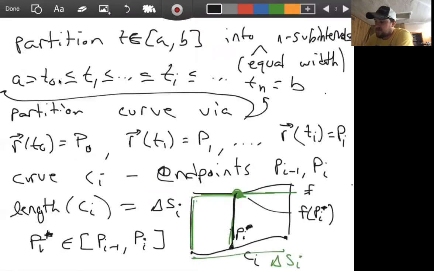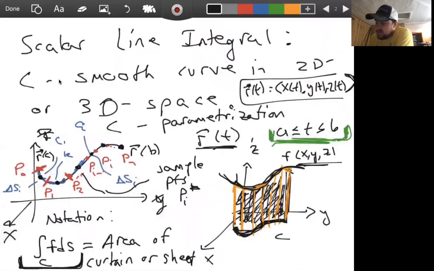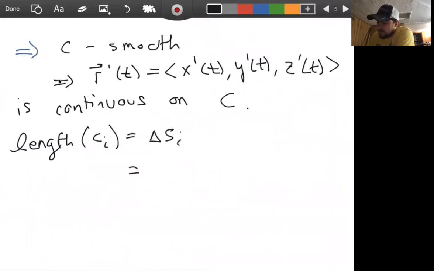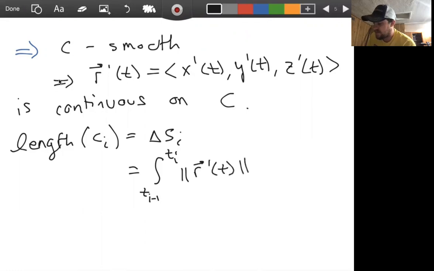Well, now let's think back to our knowledge of vector valued functions. We had a formula for calculating arc length of a vector valued function, right? And so now we want the arc length, this delta s_i, of a very small one of these subintervals here. Well, if you remember, arc length of a vector valued function is given by the integral from your lower bound to your upper bound, which for us on the curve C_i, the endpoints are t_{i-1} and t_i, of the magnitude of r prime of t dt.